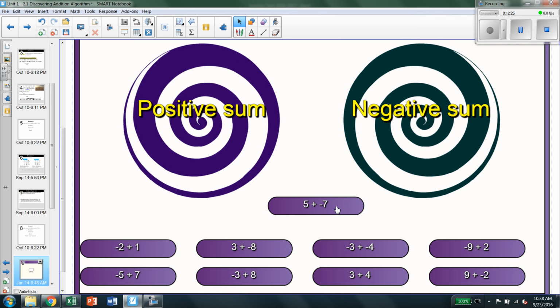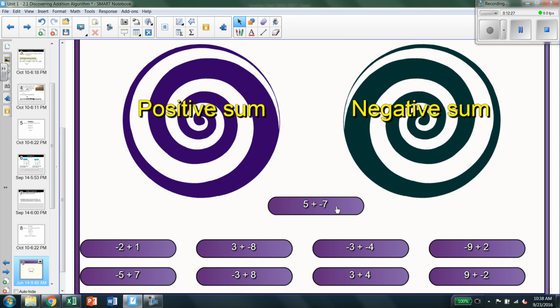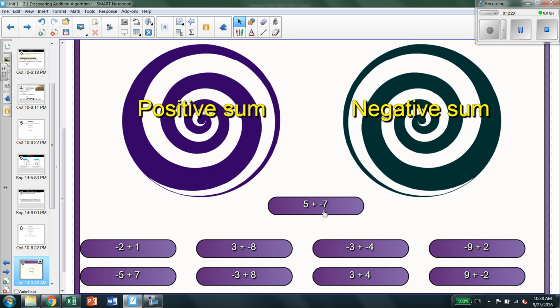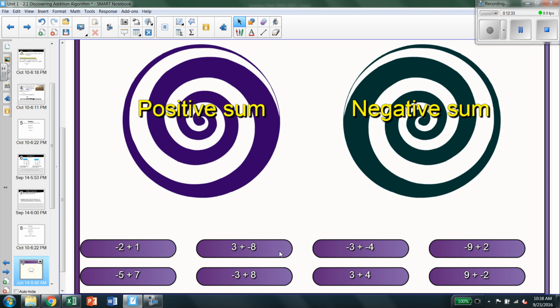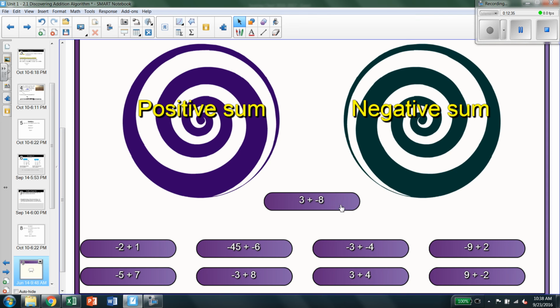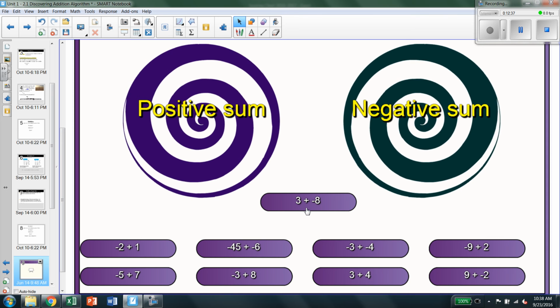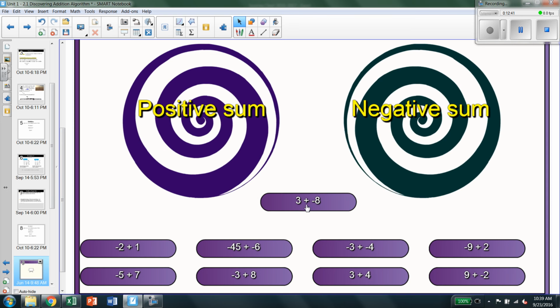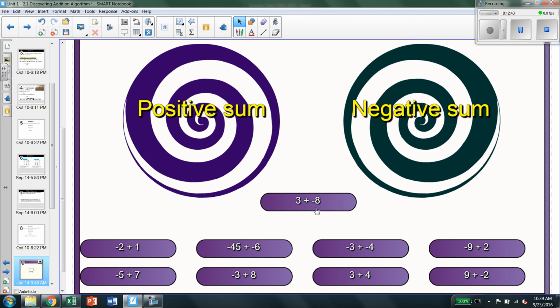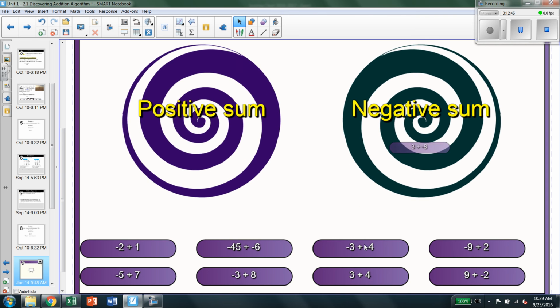5 plus negative 7, is it going to be positive or a negative sum? Well, there are more negatives, right? How about this one? Well, the signs are different, so I need to keep the sign of the one with the greater absolute value. One's positive, one's negative. More negatives, it's got to be a negative sum.